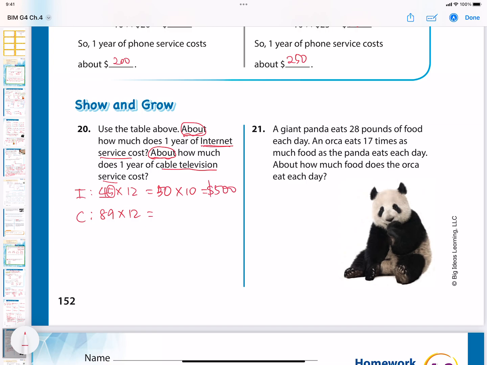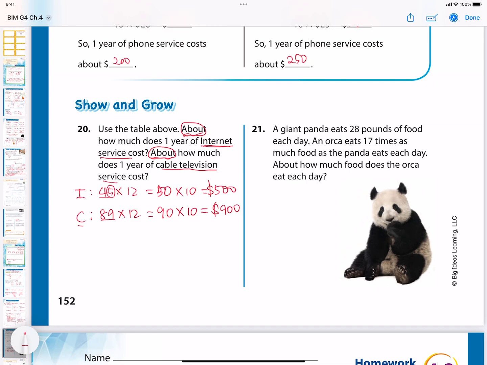That's for the internet. And cable is what? 89 is close to 90 times 10, which is 900. So $900 for the cable service, okay? Cable television, whatever.